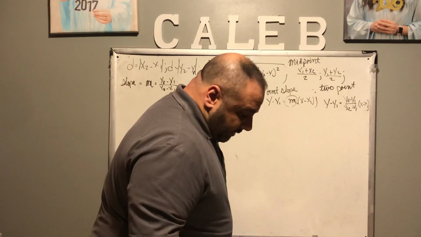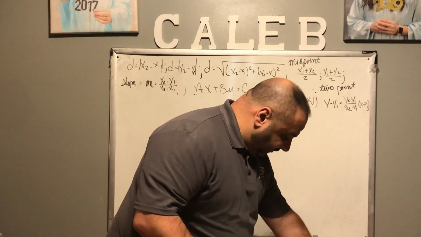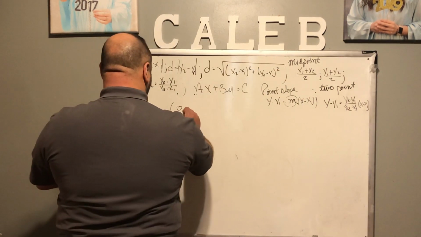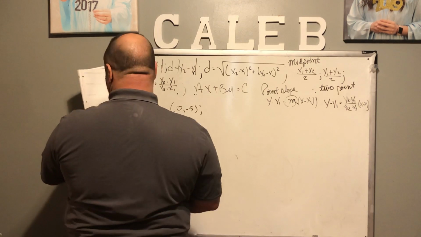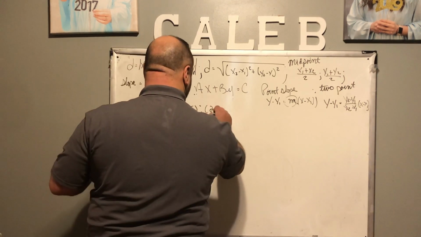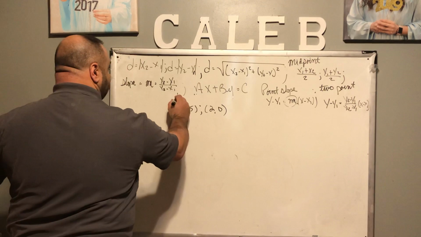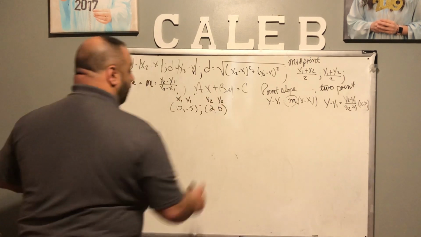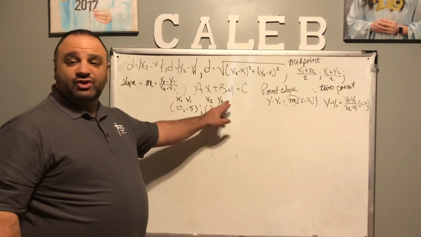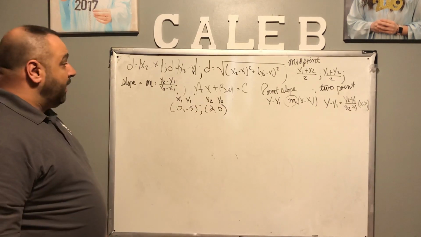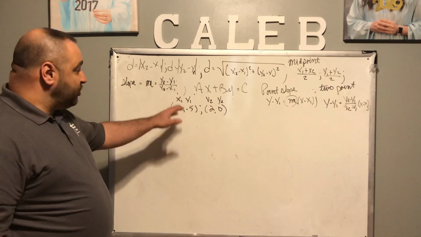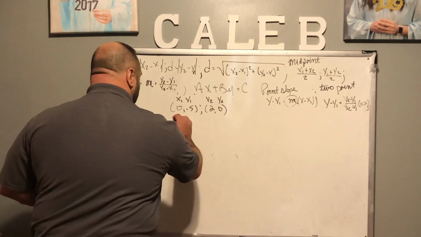Okay, so let's do the next one, number 3. We have (0, -5) and we have (2, 0). Again, if you want to label these so you don't get confused, we have x1, y1, x2, y2. Now we're just going to plug it in. What is the equation, knowing these two sets of points? Let's do the equation here.